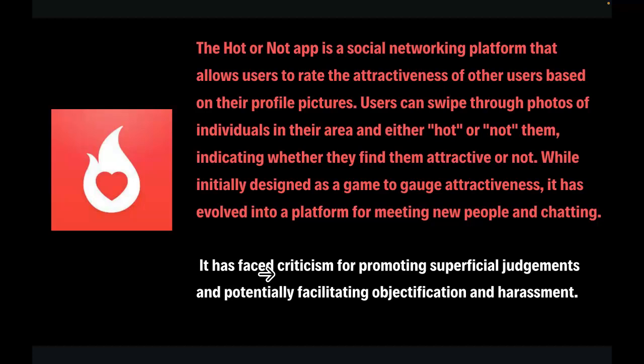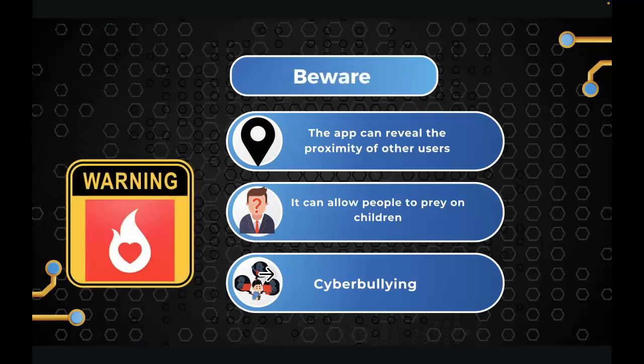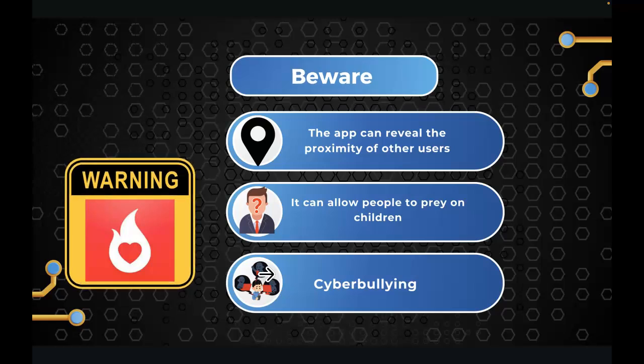Another app. Let's talk about the Hot or Not app. This is supposed to be a social networking platform, but it's faced criticism for promoting superficial judgments. This is what we need to be aware of because, again, this is an app that reveals proximity to others, so you're going to be easily found. It can allow people to prey on children, and of course cyberbullying, and especially with young female teens, this is very concerning because this particular group is often seeking validation and acceptance.